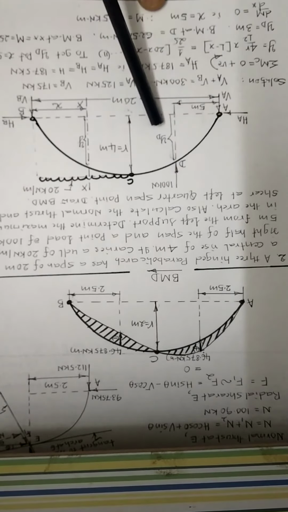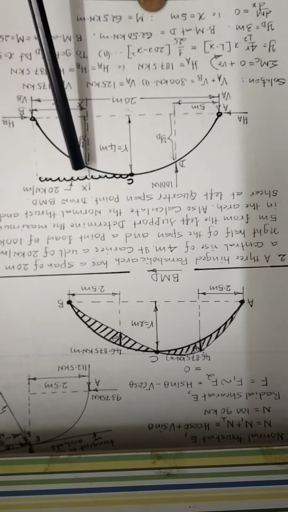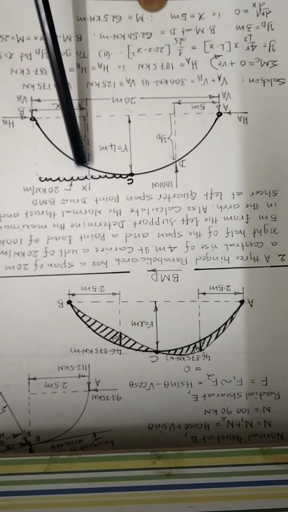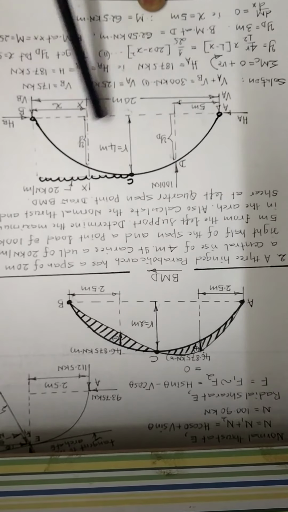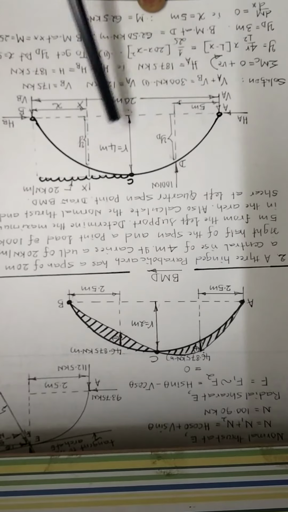Call the ordinate at that point as YD, at a distance of 5 meter from the point A. In the right portion CB, assume the section XX at a distance X from B. Call the ordinate at that section as Y. Span of the arch is 20 meter. Rise of the arch is 4 meter.